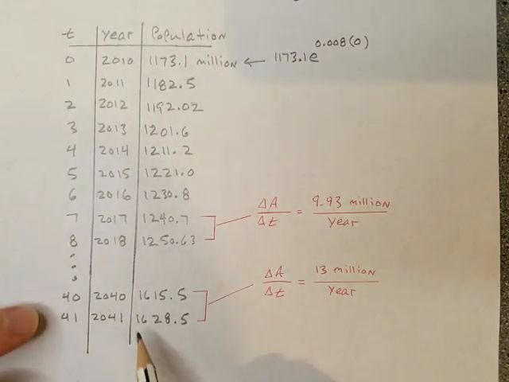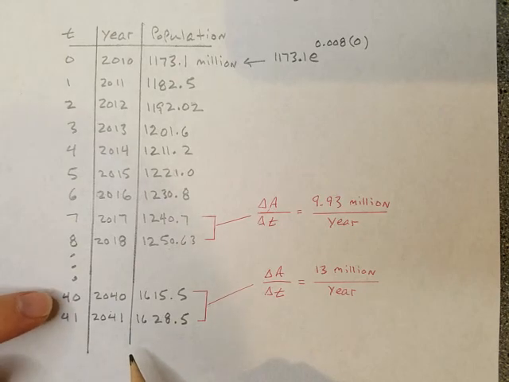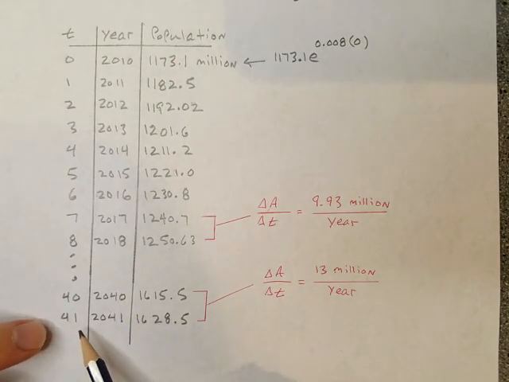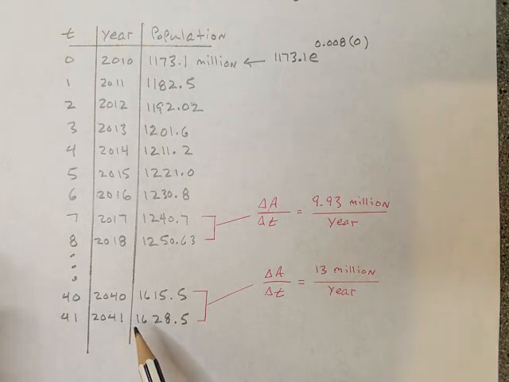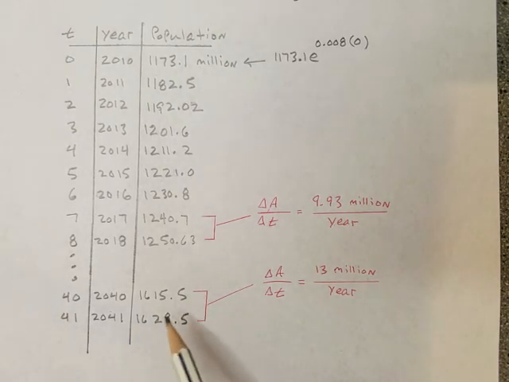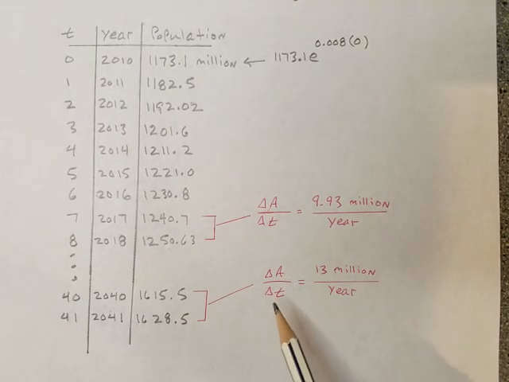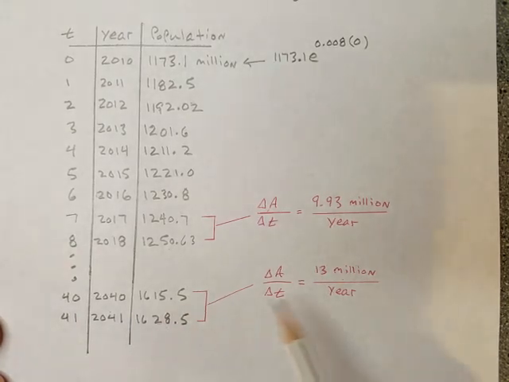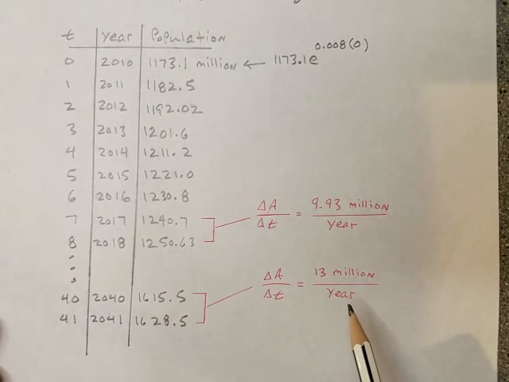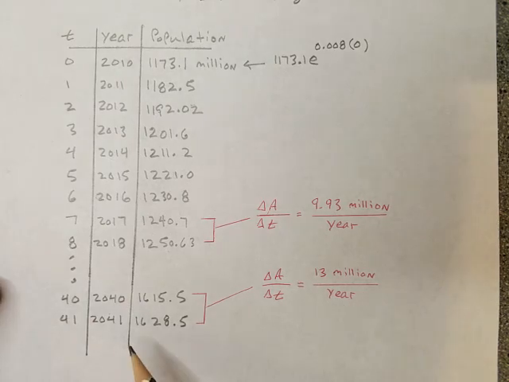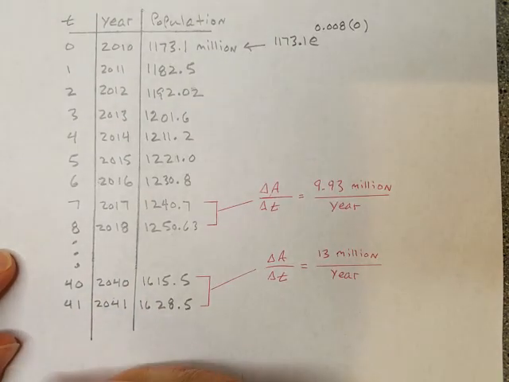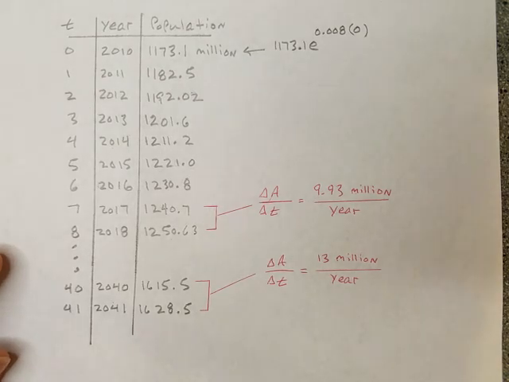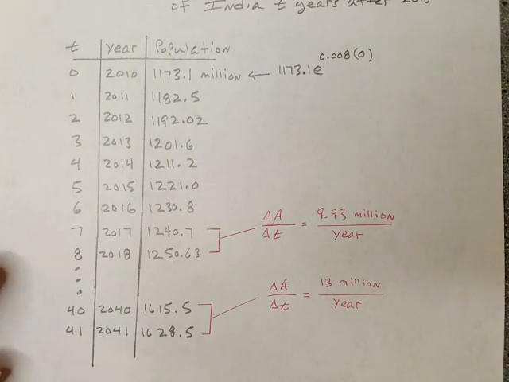So I thought, well, let's look further out into the future. Like say when t is 40 in the year 2040, and when t is 41 in the year 2041. Well, look at how the population is growing then. It's growing faster, all right? The change in population over the change in time for these two data points is 13 million per year, all right? Faster. The population's growing faster. And if it continues, the population will grow faster and faster and faster. That's what exponential growth is, okay? All right. Now, so that's an example of an exponential function.